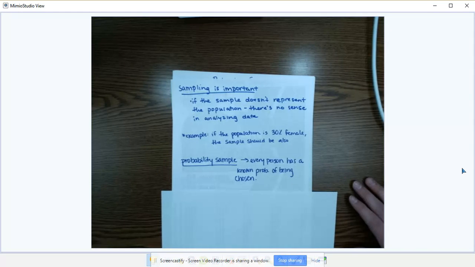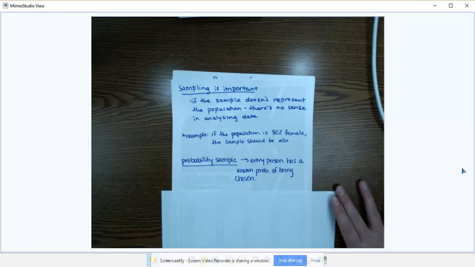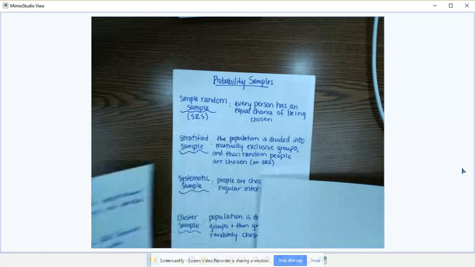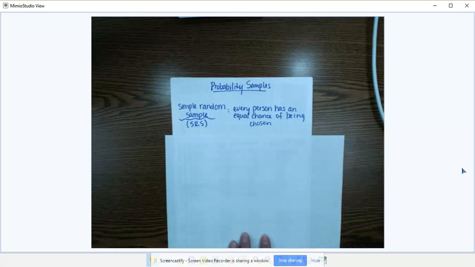So a lot of sampling methods are called a probability sample. And probability samples just mean that every person that you're sampling is going to have a known probability. And that probability is obviously going to be greater than 0. So you know you have a chance of being chosen. I'm going to show you 4 different types of probability samples.